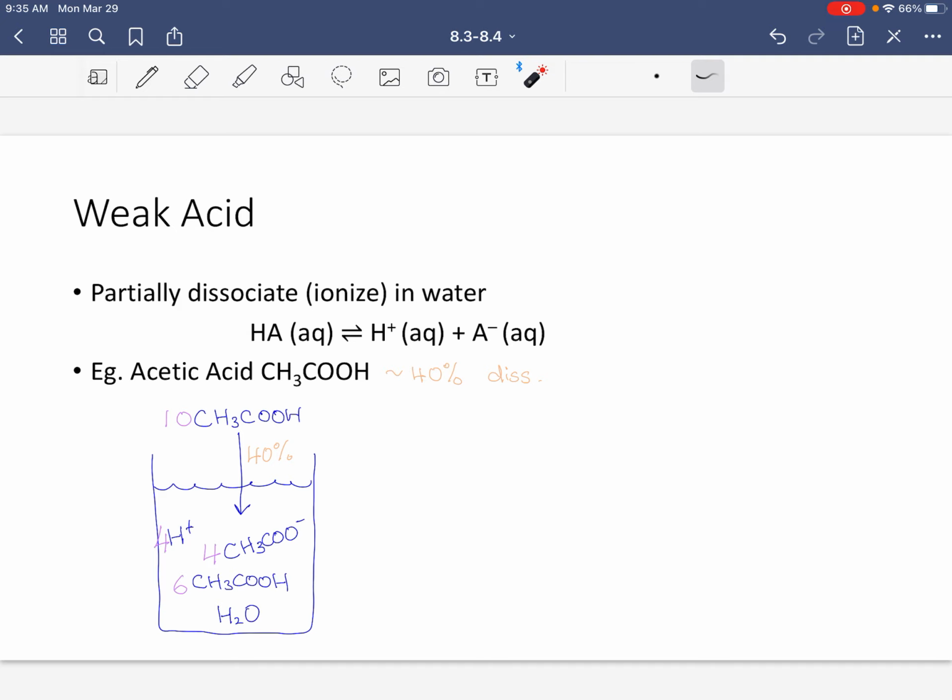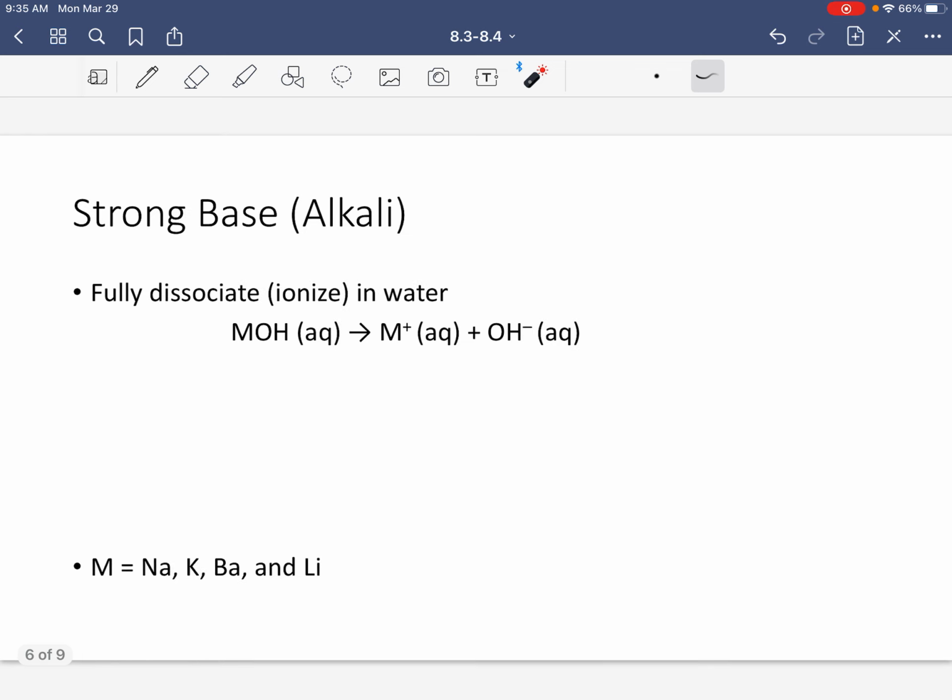So that's acetic acid for you, and that's weak acid in terms of why it is weak. What about strong bases? A strong base is also known as an alkaline. To become a strong base, there's a full dissociation, just like a strong acid, 100% dissociation, of some sort of metal hydroxide. And what is this metal? Well, Na, K, Ba, Li, these are all strong.